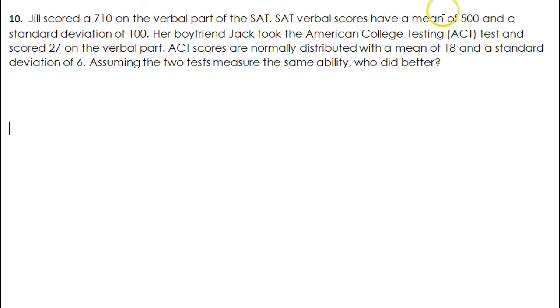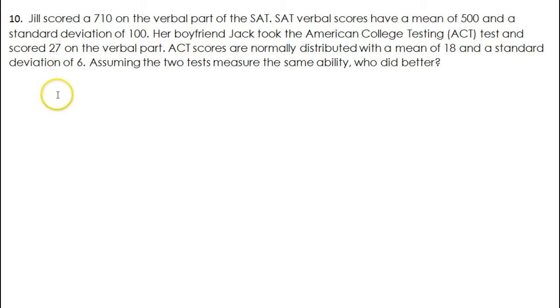Because they are on different scales, the SAT scores and the ACT scores are very difficult to compare directly. When I see a 710 as opposed to 27, right away I'm not sure which one is better. Is 710 a good score? Is 27 a good score? That's what z-scores are for.